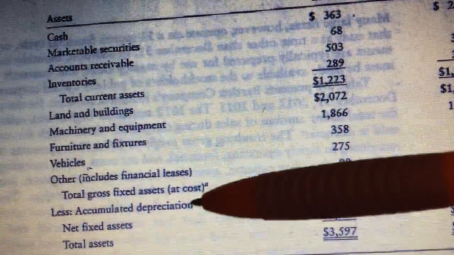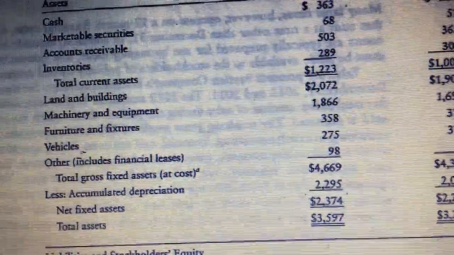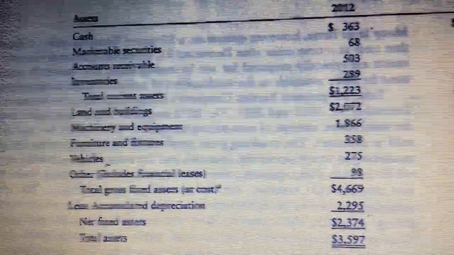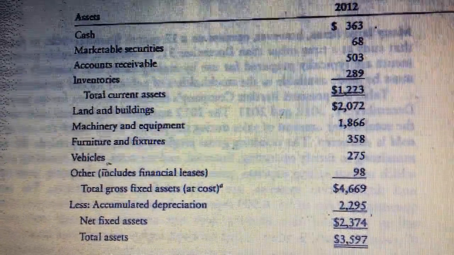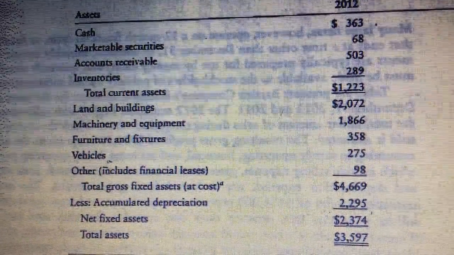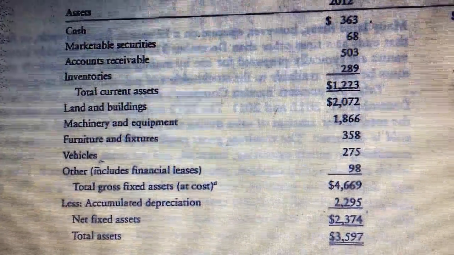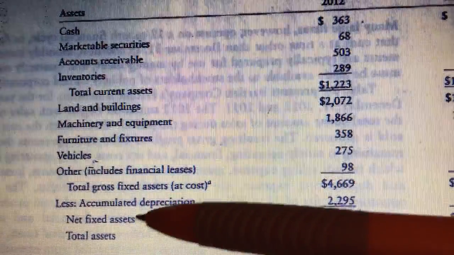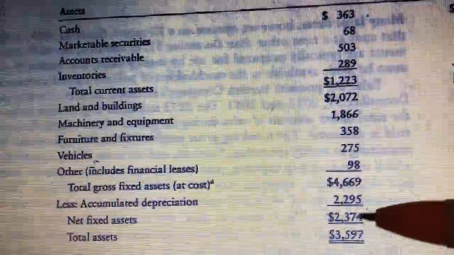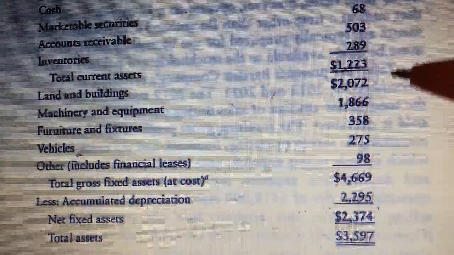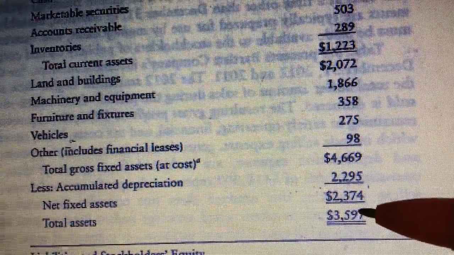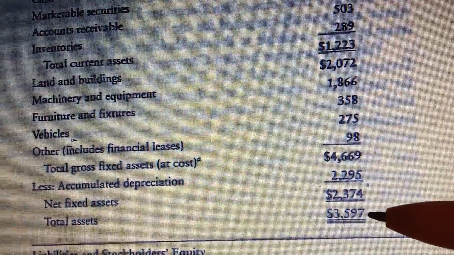Okay, we have something called depreciation. We've studied that in 210 before. That's where you take the cost of an asset and you spread it over the life of the asset, and you get to virtually write it down to your salvage value. Okay, so fixed assets right here, also called long-term. If you add this number, 2374, to your current assets, 1223, you'll end up with total assets 3597.